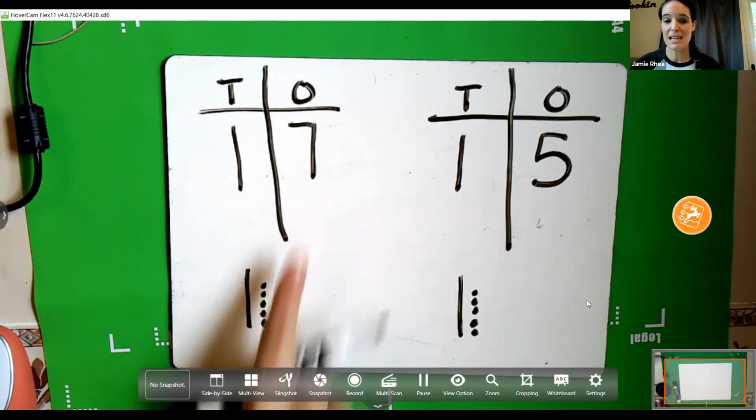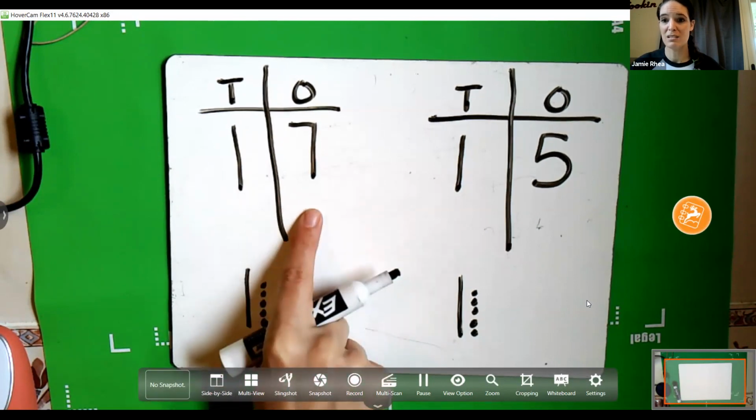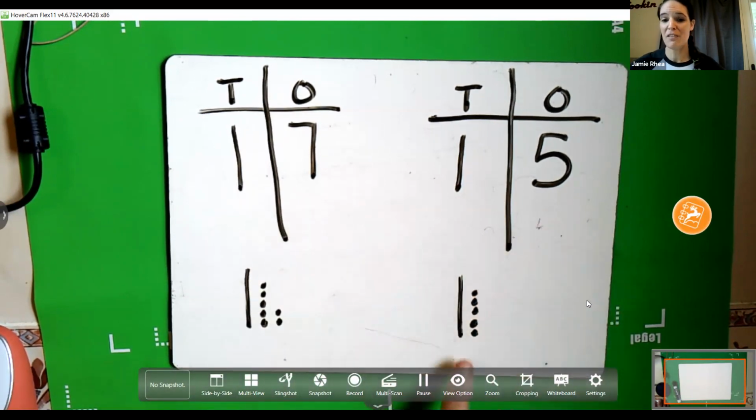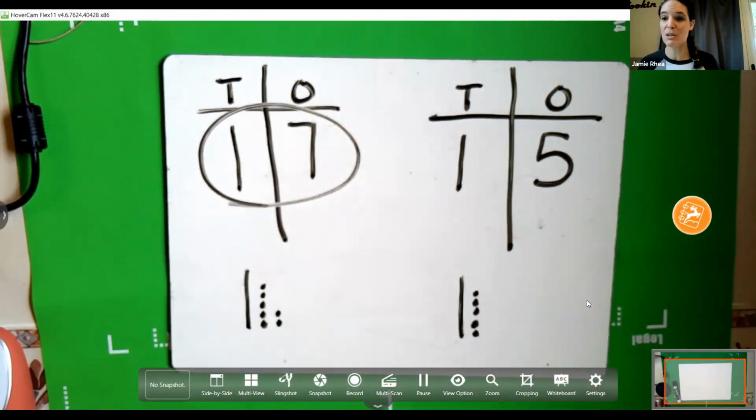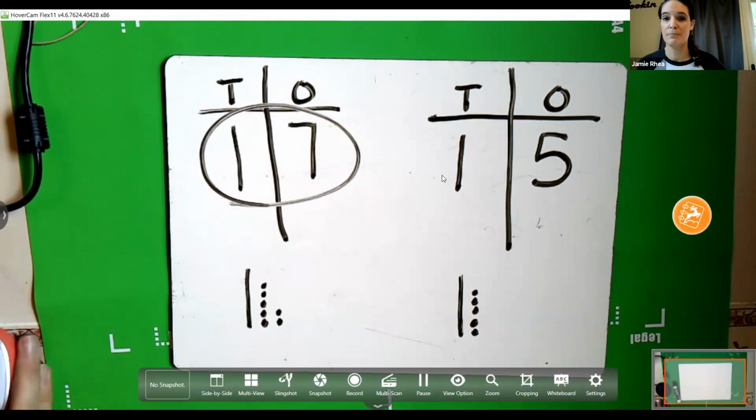For 17, I have 7 ones. For 15, I have 5 ones. Which number is greater? Is it 7 or 5? Okay, let me ask that another way. Which number is bigger or which one has more, 7 or 5? My 7. So 17 is going to be greater than 15. All right, let's go back to Miss Duckett and see what she says. Let's see if we're right, friends.